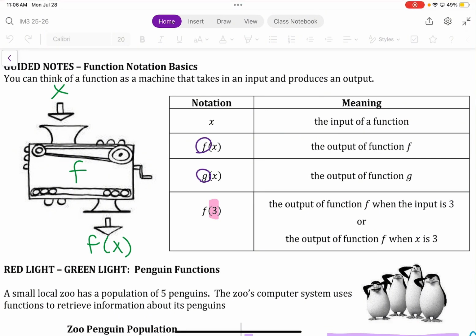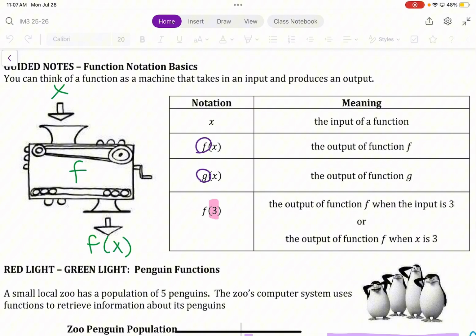Let's see the other page. Might be. No, you might have to download it and then. There it is. Perfect.